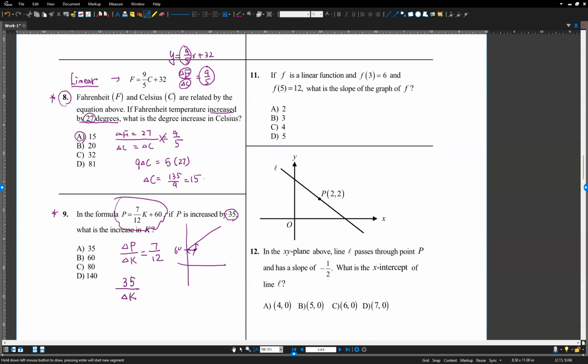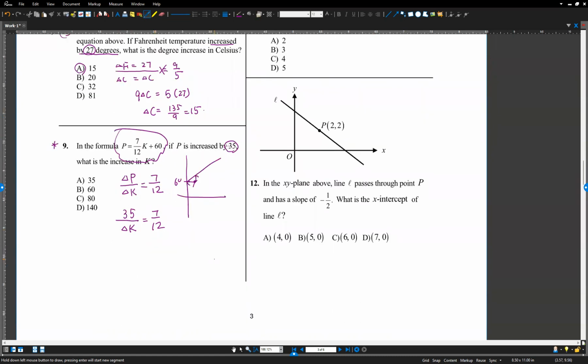What is the change in K? But their slope is equal to 7/12. Cross product: 7 times change in K equals what? 12 times 35. You can divide by 7 over here, okay? This is 1, this is 5. So we still have a 12 there. 12 times 5 is just 60. There are just 60 in change in K. That is the B answer. Is it okay?